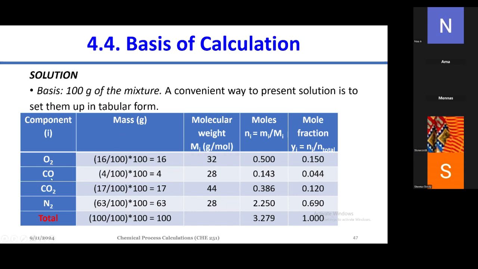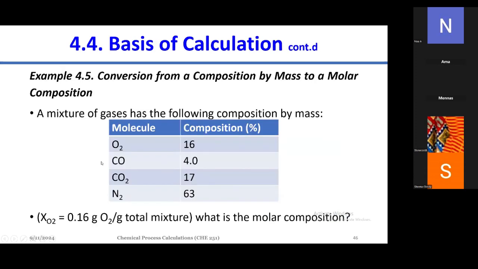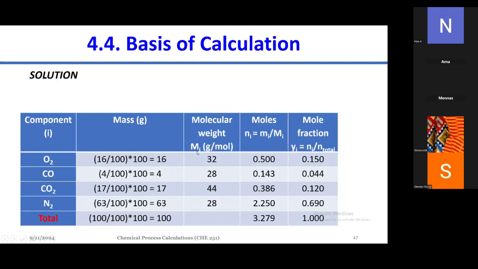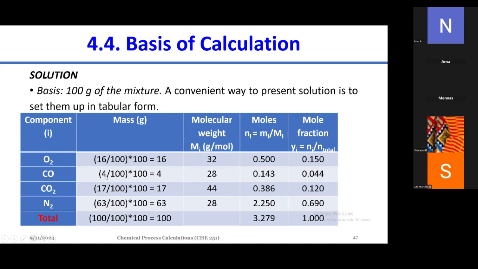So when we want to find the mass of carbon monoxide, we are choosing a basis of 100 grams, and carbon monoxide had 4%. So 4 over 100 times the total, which is 100 grams, and that will give you 4. You do the same for all of them to get the masses based on your basis. Then you note down the molecular weight of each of the components. Now you know your molecular weight of each, and your masses. You can use your mass and your molecular weight to get your moles. You know moles is mass over molar mass.